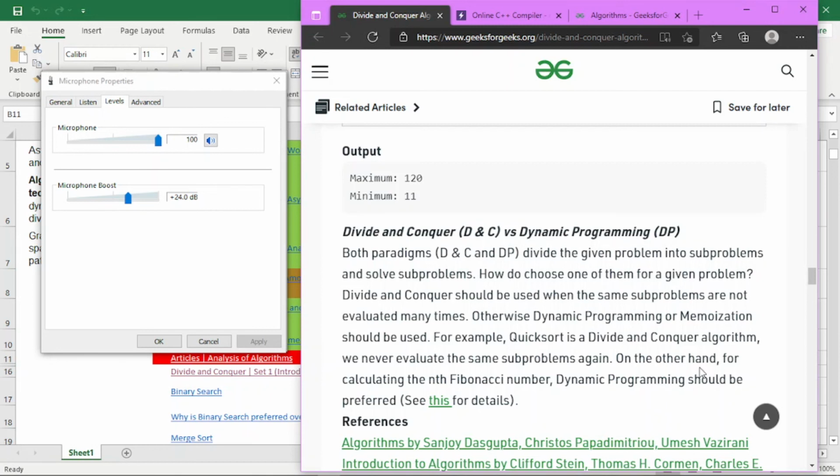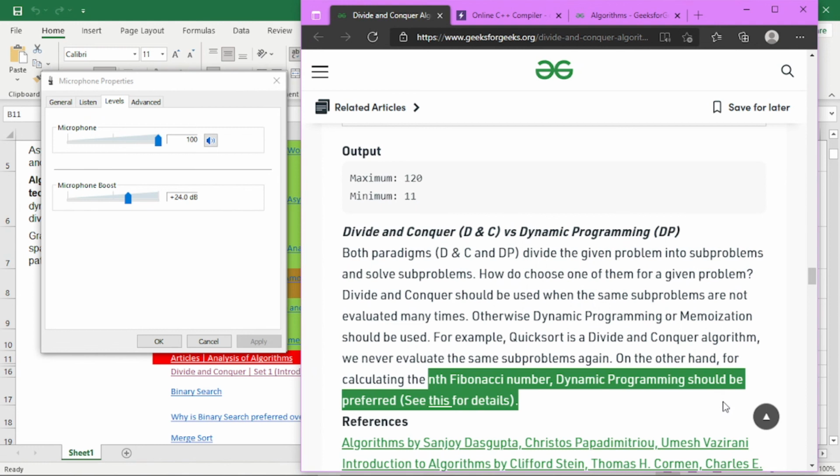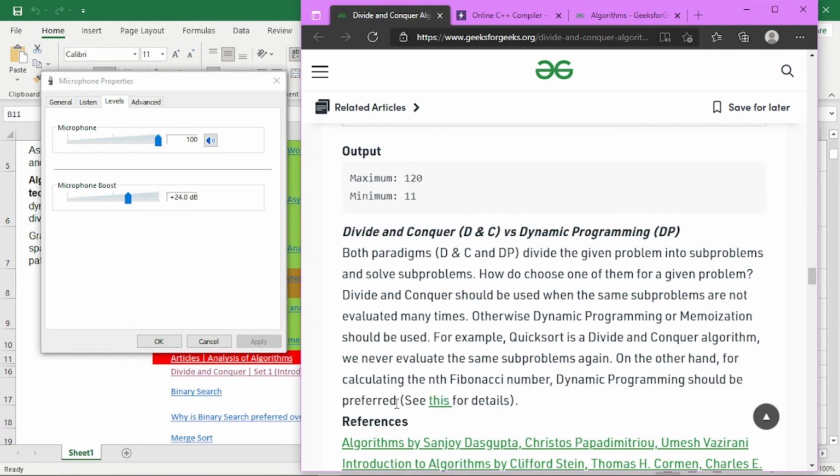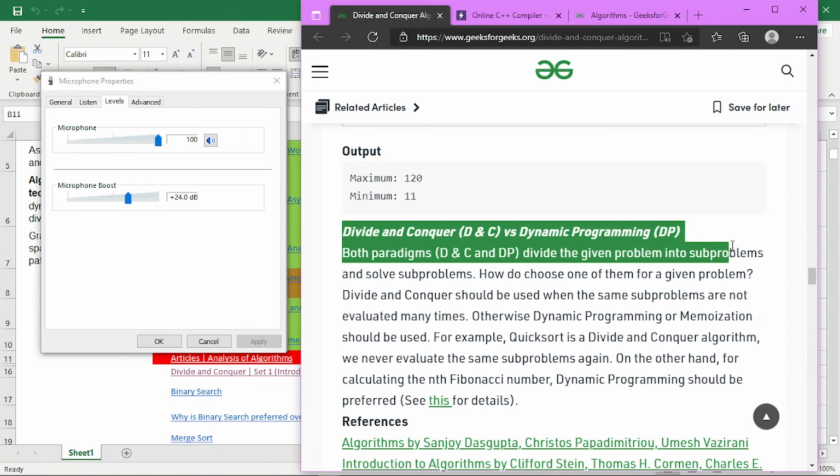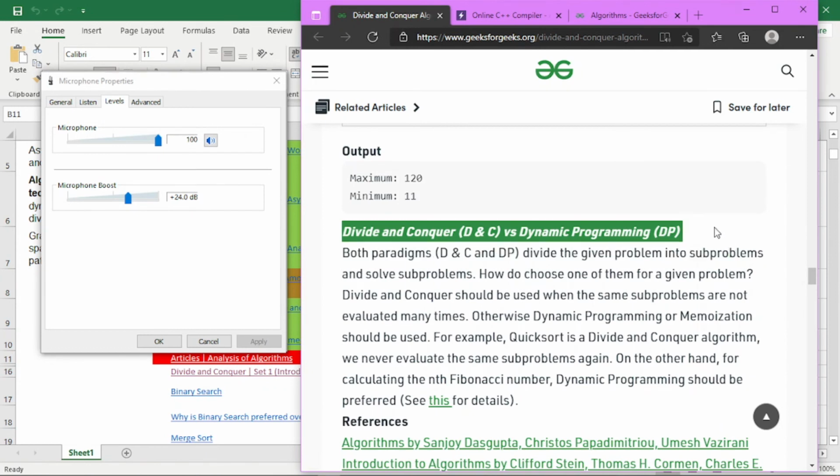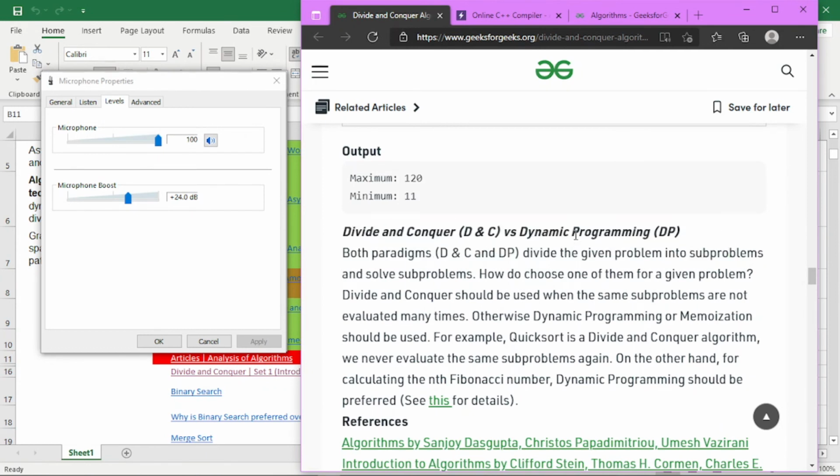But on the other hand, for calculating the nth Fibonacci number, dynamic programming should be preferred, where memoization is there, so that we will cover later on. That's why we have to see what is happening in the problem, and apply divide and conquer or dynamic programming accordingly.